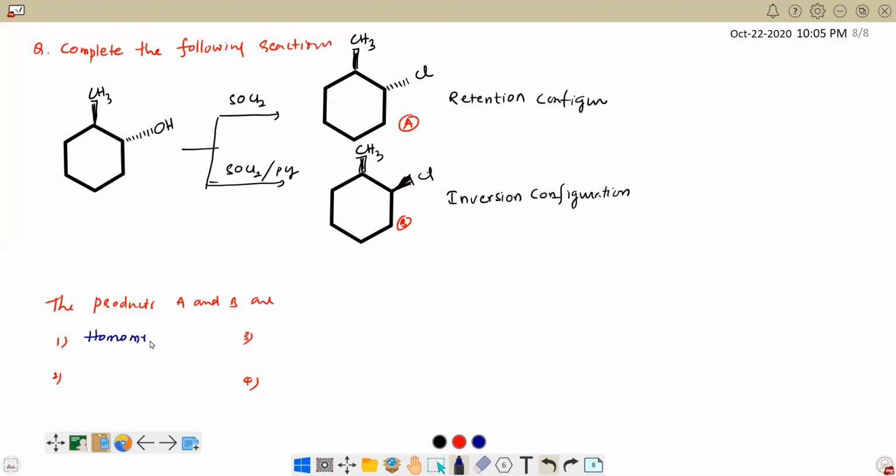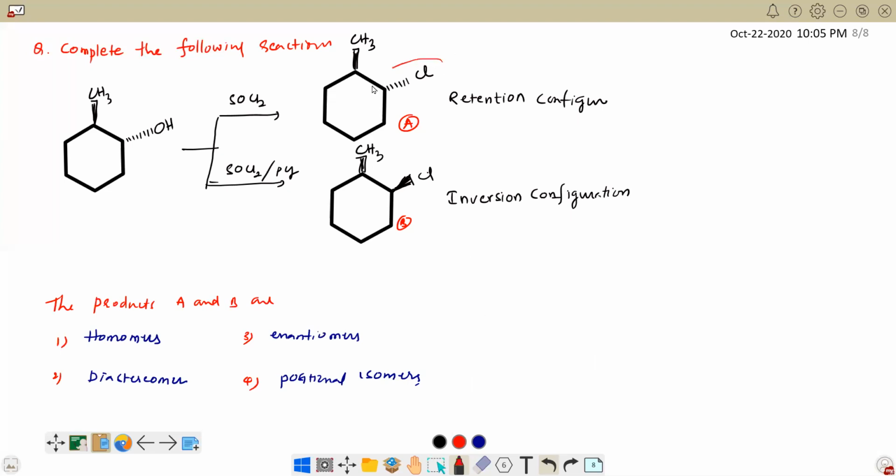Homomers, diastereomers, enantiomers, positional isomers. Are they really positional isomers? No. Enantiomers, sir. Then how do you decide whether they are enantiomers or not? Simply, they should be mirror images, right? Yes, sir. Simply you can identify.